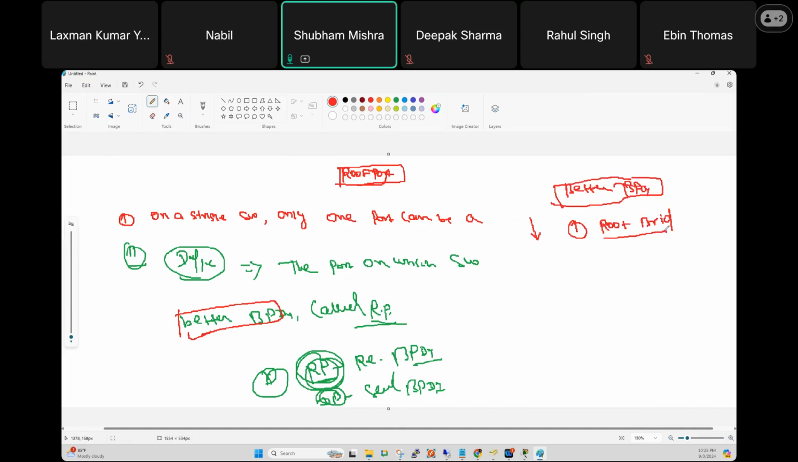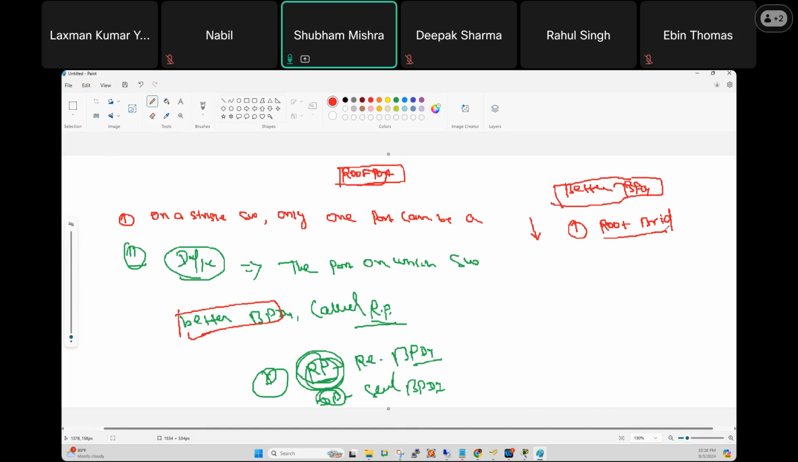Anyone who doesn't know root bridge ID? The bridge ID of the root bridge is known as the root bridge ID. And how the root bridge is elected, we already discussed in the previous class. So I hope you guys now know how the root bridge is elected. Clear, everyone? So now we are discussing the port role.